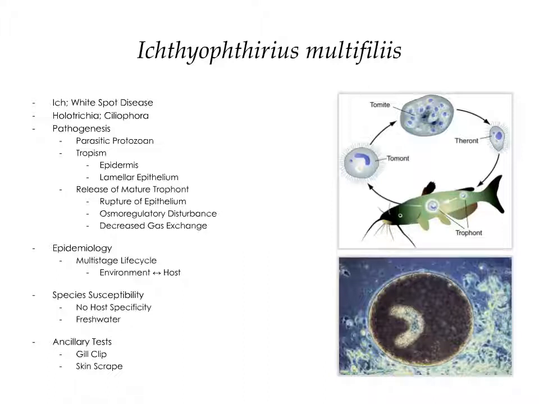Once mature, the trophont will develop into a motile tomont, which will detach from the host and settle in the environment to become a tomite, thus completing the life cycle. The image on the bottom is a micrograph of a trophont. Notice the large horseshoe-shaped nucleus. This is a characteristic feature which makes it easy to identify.